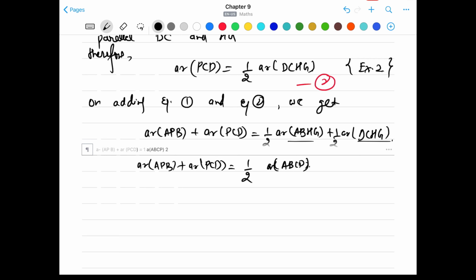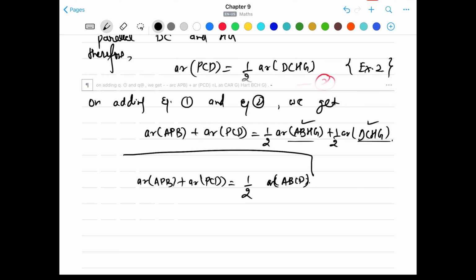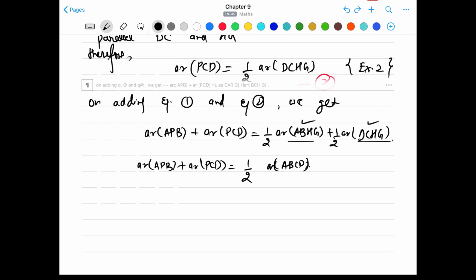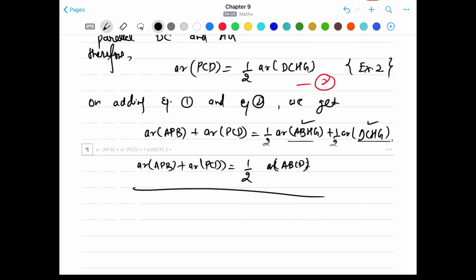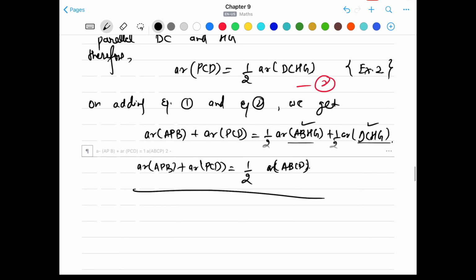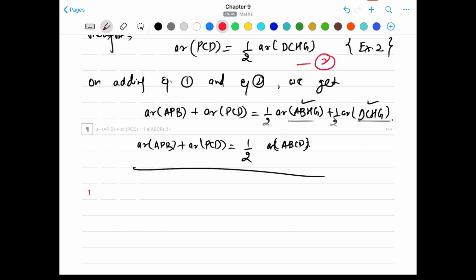After adding these two, we will get the parallelogram ABCD. That's the proof of part 1 of this question. This is what we are asked to prove in part 1. Now let's come to the second part, which is proof second.